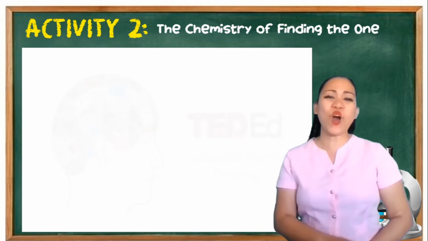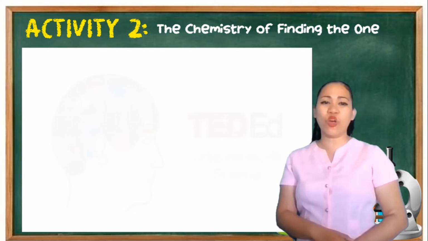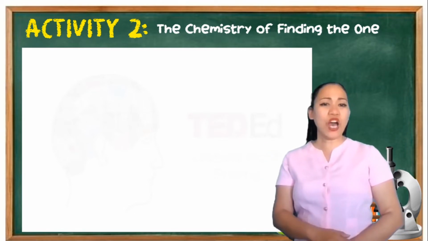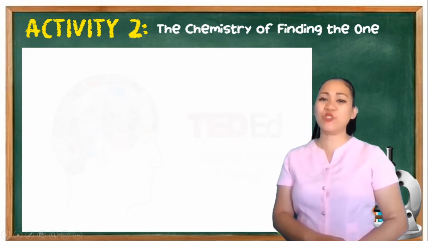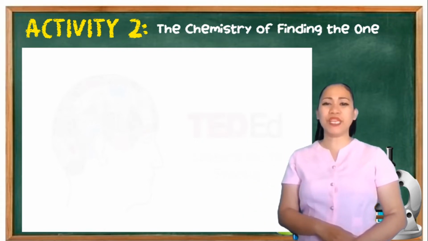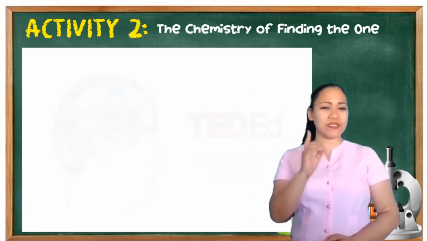Now, let us focus on chemical reactions. Do these reactions always happen instantly? If not, how long does it take before a reaction occurs? Let's begin by performing the activity entitled The Chemistry of Finding the One.